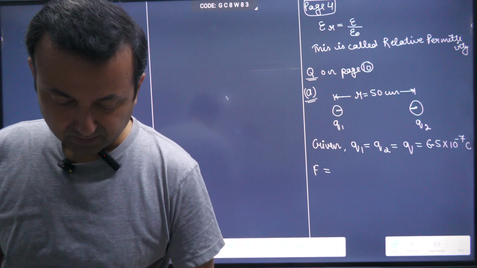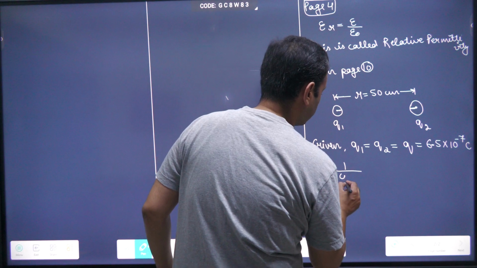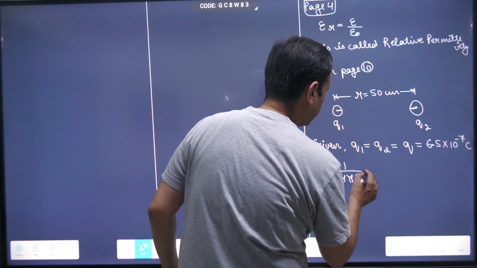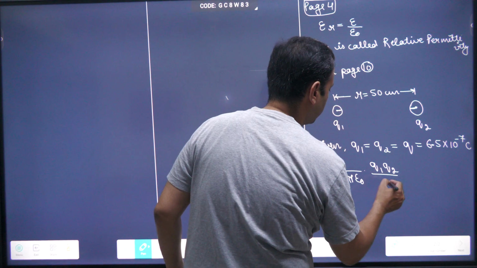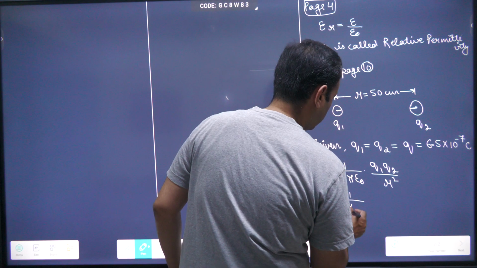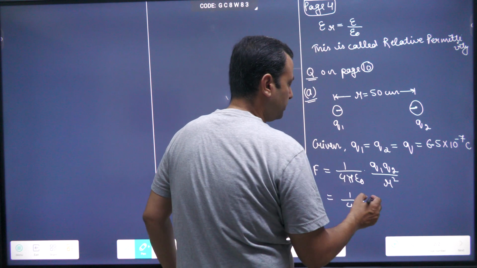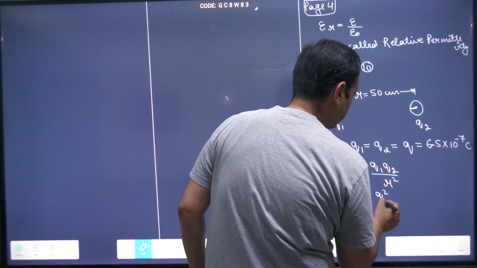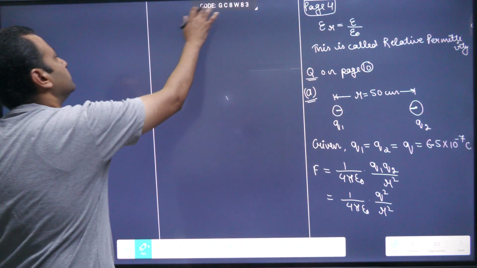Now F is equal to 1 upon 4 pi epsilon naught Q1 Q2 upon R square. So 1 upon 4 pi epsilon naught, Q1 and Q2 is Q. So it will be Q square upon R square.